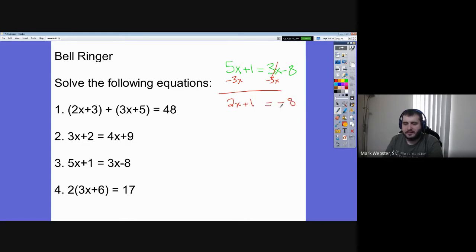So this is what I have left, right? I subtracted 3x from both sides. This went away. The negative 8 is what's left on the right-hand side. 5x minus 3x is 2x. So now I'm going to subtract to get this 1 over to the other side. I already owe you $8. Now I'm going to subtract another $1. So now I owe you $9. And then I'm going to divide by 2.